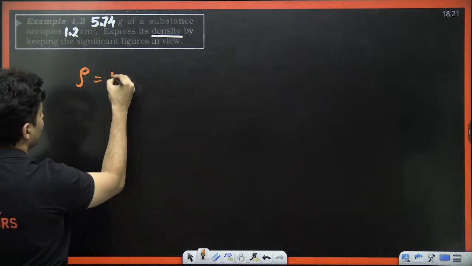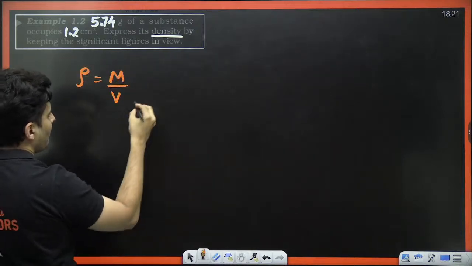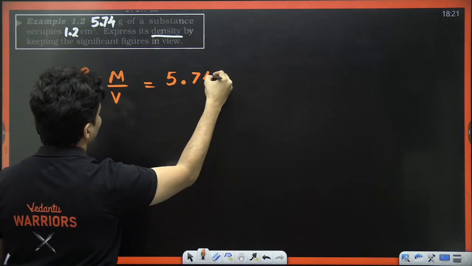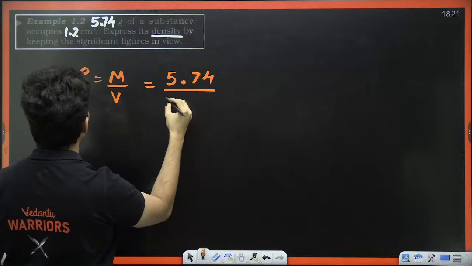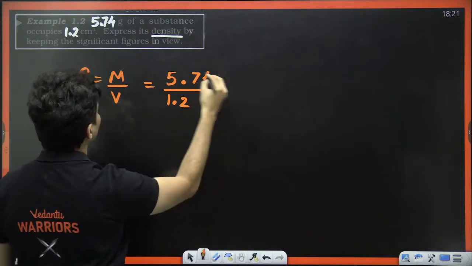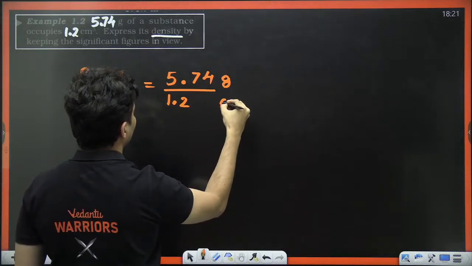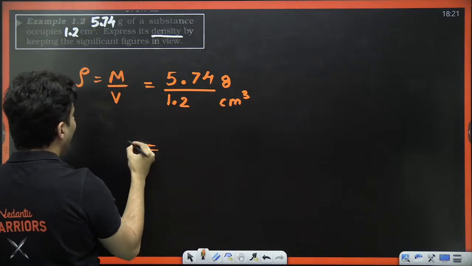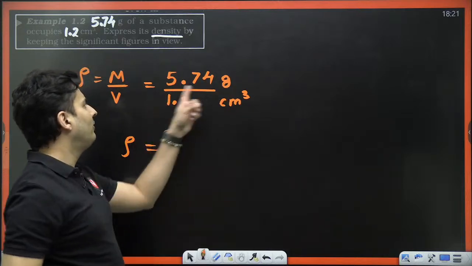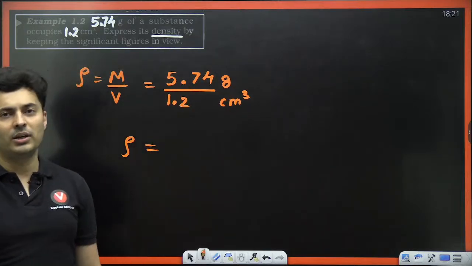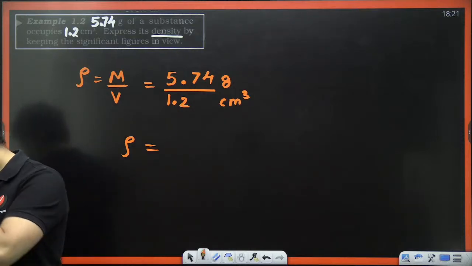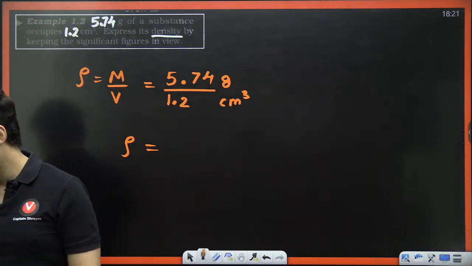Now density is mass by volume. So what is the mass? Mass is 5.74 divided by volume, which is 1.2. This was in gram and this was in centimeter cube. So first of all, divide and tell me the numerical value of 5.74 divided by 1.2. How much are you getting roughly? Come on, my dear warriors.